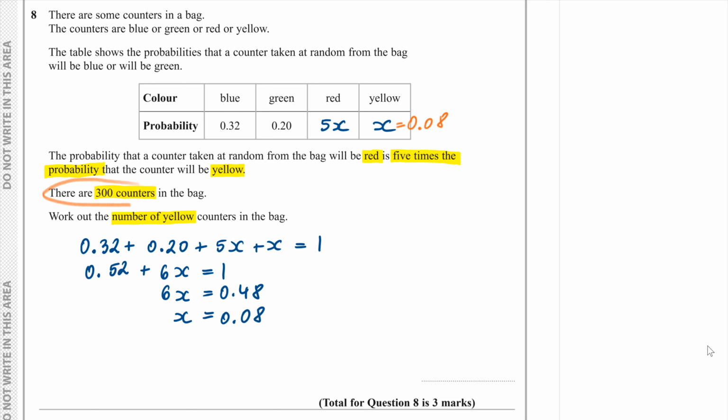It is given that there are 300 counters in the bag. To work out the number of yellow counters, we do 300 times the probability of yellow counters, 0.08. This is 24 yellow counters.